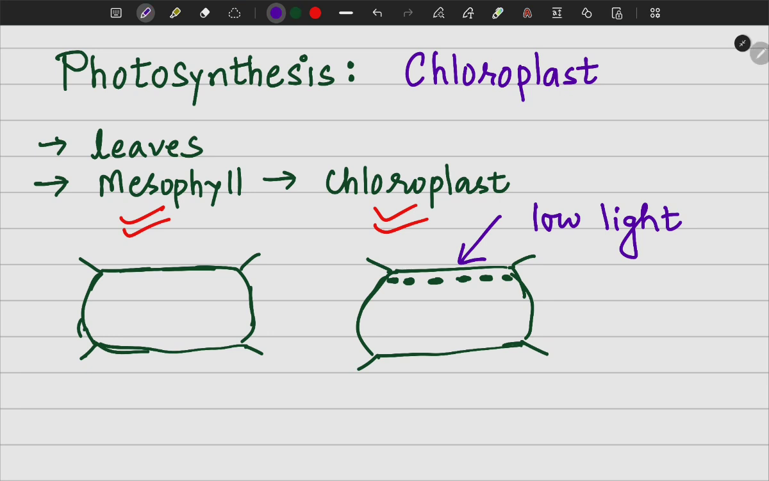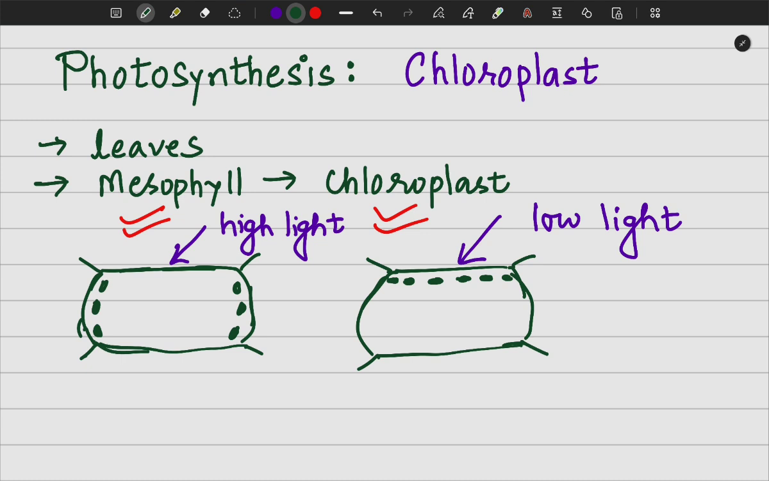Now if the light intensity is very high, then in order to avoid photooxidation or photo damage, these chloroplasts align themselves perpendicular to the walls of the mesophyll cell. So the movement of chloroplast depends on the intensity of light, and accordingly they adjust themselves so that an optimum amount of incident light can be absorbed to carry out photosynthesis.